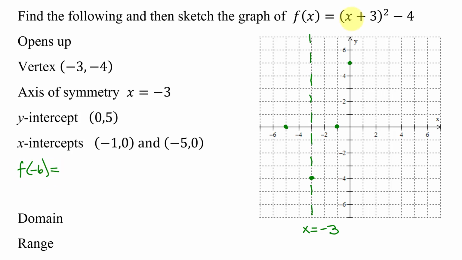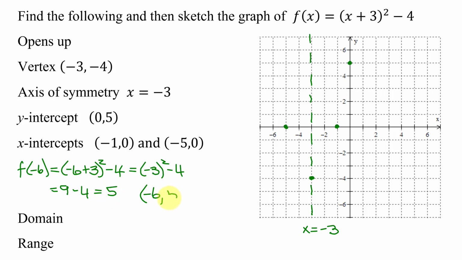So plug -6 in here. It's -6 plus 3 all squared minus 4. -6 plus 3 is -3, all squared minus 4. -3 all squared is +9. 9 minus 4 equals 5. So that obeys the symmetry of the function. So my fifth point is at (-6, 5). And now all I have to do is graph a parabola through those points that opens up.